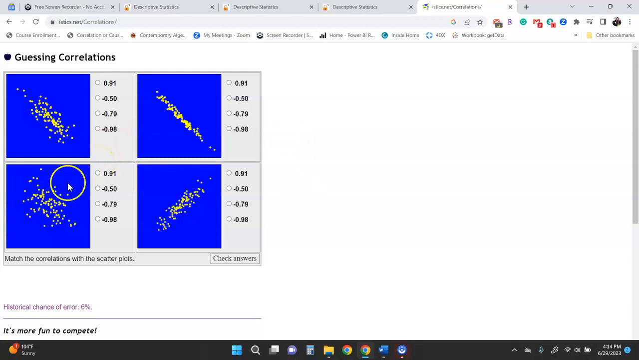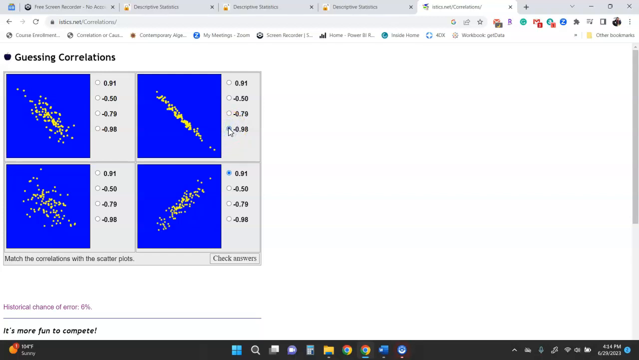So if I look at these, three are going in a downward direction. This one is going in a positive direction, so I know this answer has to be 0.91. I'm also looking to recognize that these are fairly lining up. However, if I compare this bottom right one to the top right one, even though one is negative and one is positive, these points are more closely aligned in a line, and so this would probably be a -0.98 because it's closest to the -1.